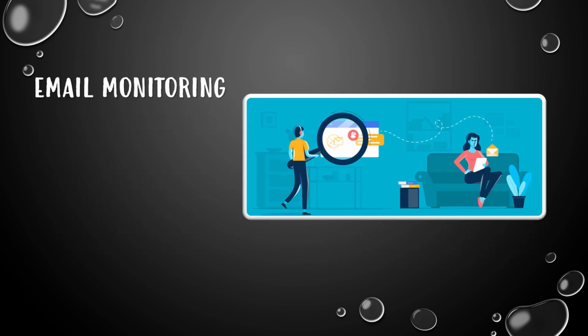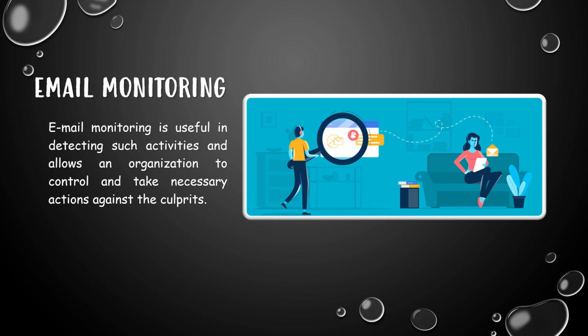So under personnel monitoring tools is email monitoring. Email in today's workplace is the norm. In most cases, the information sent via email across the corporate network is within the boundaries of a private communication network. An organization is liable for all communications sent from their network. These emails can be retrieved and printed out, and they serve as supporting documents for legal actions. Email monitoring is useful in detecting such activities and allows an organization to control and take necessary action against the culprits.